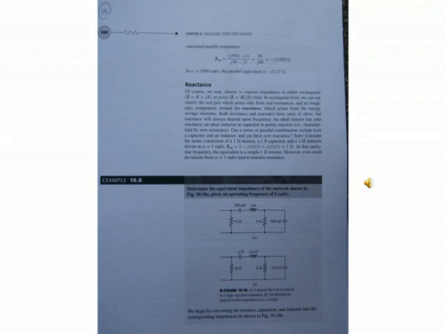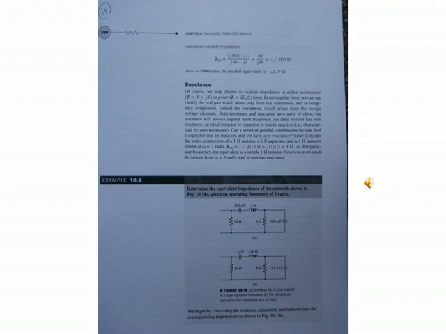And then we saw example 10.6: determine the equivalent impedance of the network shown in figure 10.18a, given an operating frequency of 5 radian per second. In the circuit you can see the 10 ohm, 200 millifarad, 2 Henry, 6 ohm and 500 millifarad. So those are the capacitor and the inductor values given.